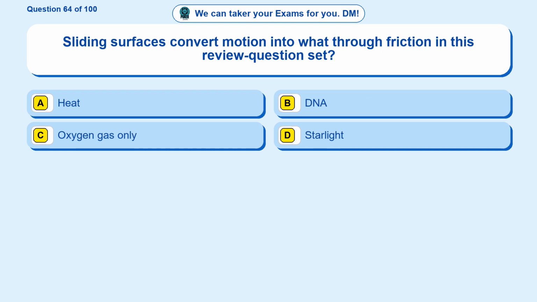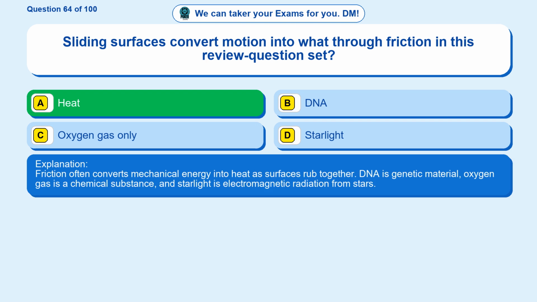Question 64. Sliding surfaces convert motion into what through friction in this review question set? Option A, heat. Option B, DNA. Option C, oxygen gas only. Option D, starlight. The correct answer is option A, heat. Friction often converts mechanical energy into heat as surfaces rub together. DNA is genetic material, oxygen gas is a chemical substance, and starlight is electromagnetic radiation from stars.